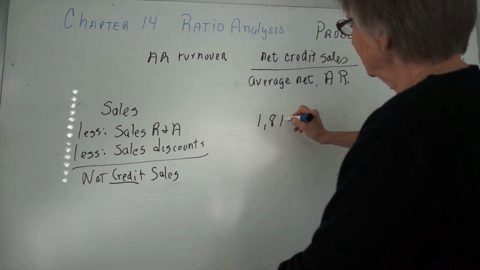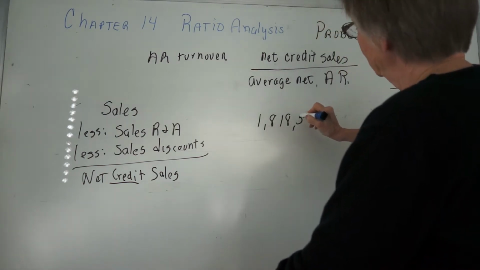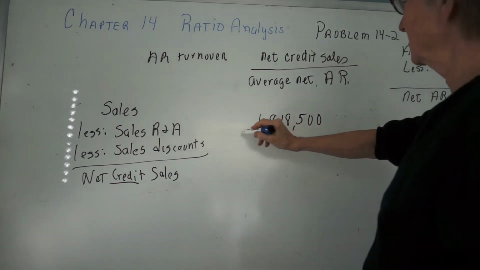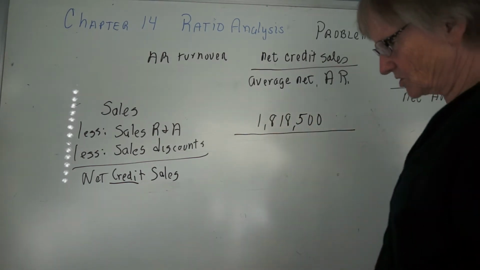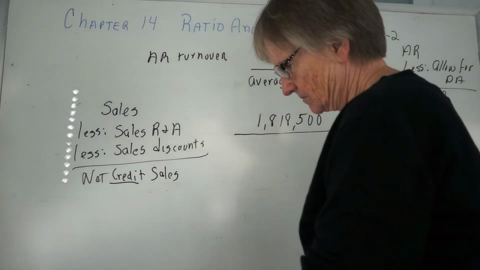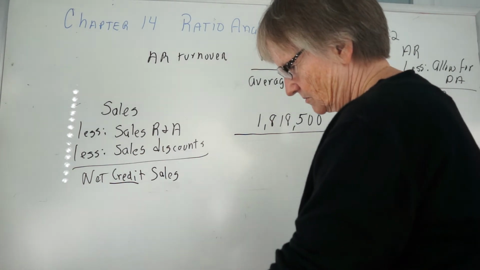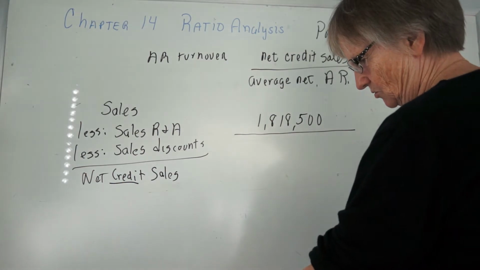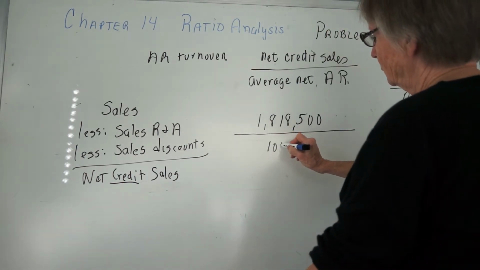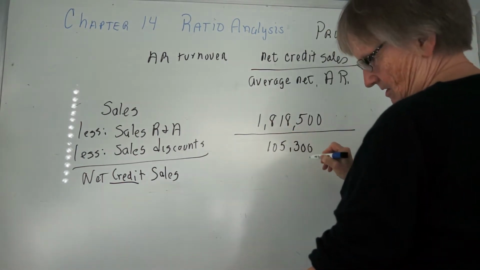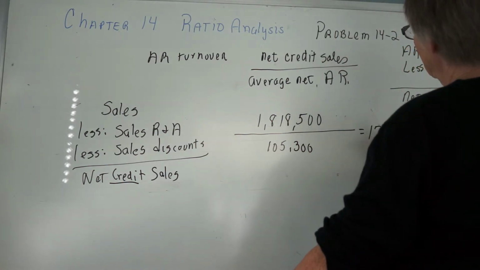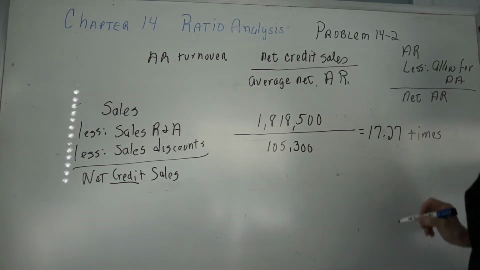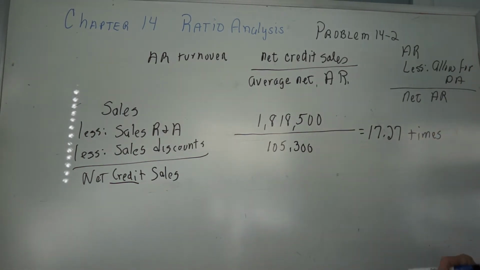Okay, so your net credit sales, and you want to go to the income statement, most recent year, is 1,818,500. Make sure you don't mix up and use net income when they're asking for net credit sales. Average accounts receivable, we go to the balance sheet, we get our beginning, our ending, we add them up and divide by 2, and so our average comes out to 1,053. And so on average, we are collecting our receivables 17.27 times each period.